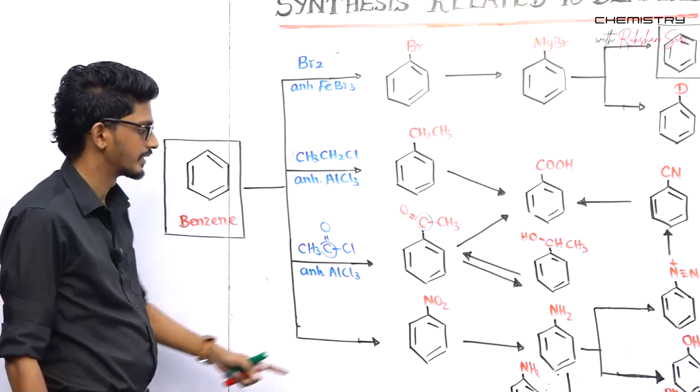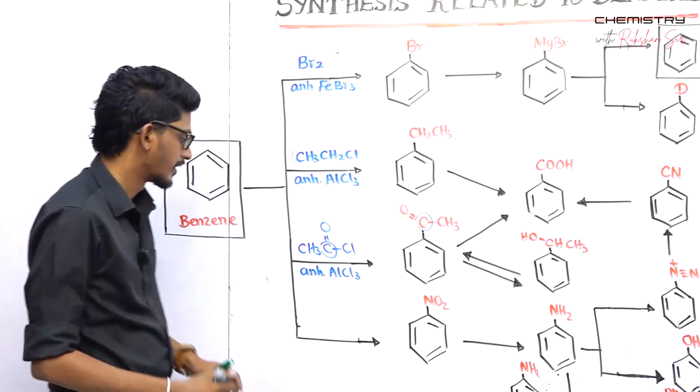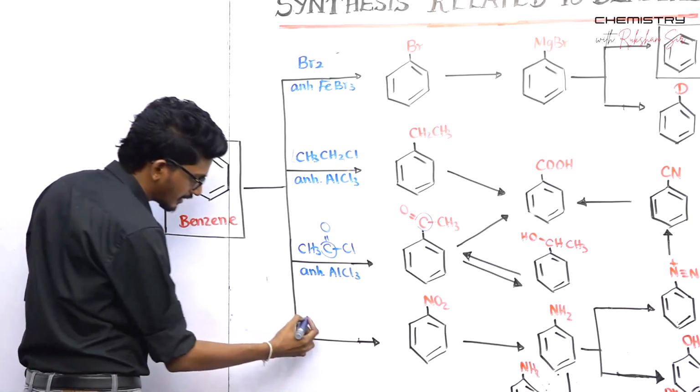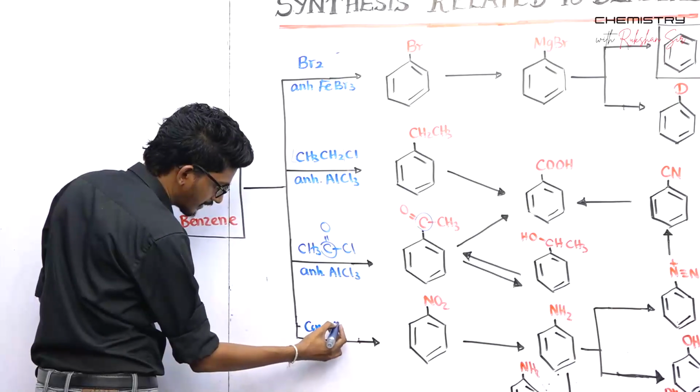Then as the fourth route, we can connect NO2 to the ring. The reagent is concentrated HNO3.